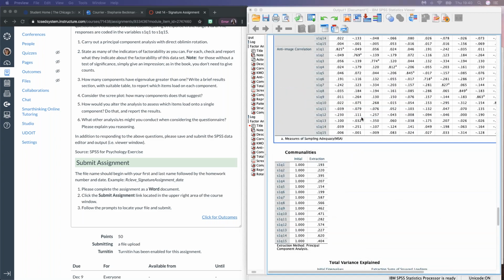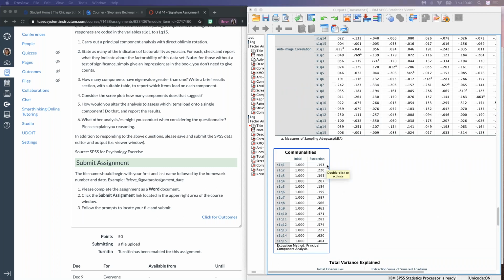So what we're seeing here, and I did include this table, but I again changed it to percentages of variance as opposed to the extraction number here. So 19.3%, 22%, 39.5, so on and so forth. So make sure that if you screenshot or copy those tables from before, you actually have to redo this one because it's not the same as the last time.